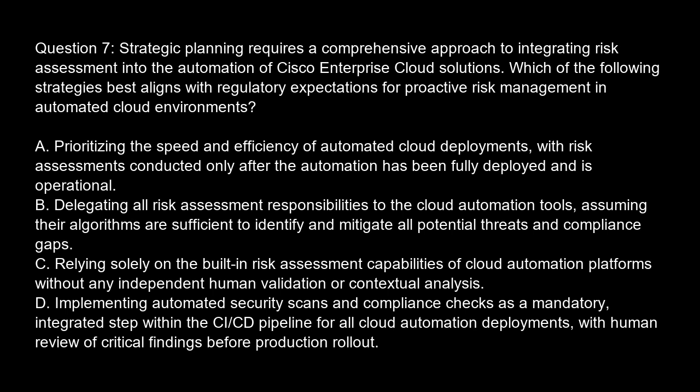Option B. Delegating all risk assessment responsibilities to the cloud automation tools, assuming their algorithms are sufficient to identify and mitigate all potential threats and compliance gaps. Option C. Relying solely on the built-in risk assessment capabilities of cloud automation platforms without any independent human validation or contextual analysis. Option D. Implementing automated security scans and compliance checks as a mandatory, integrated step within the CI/CD pipeline for all cloud automation deployments, with human review of critical findings before production rollout.